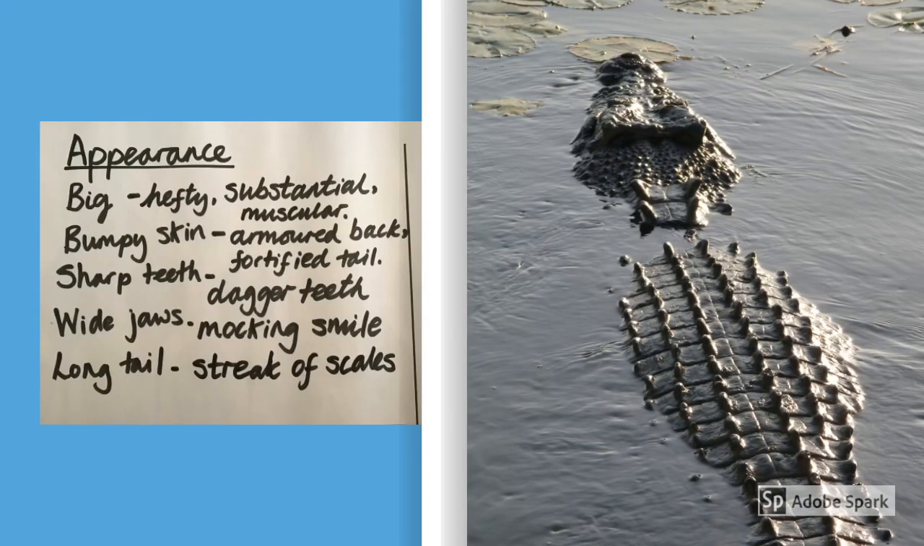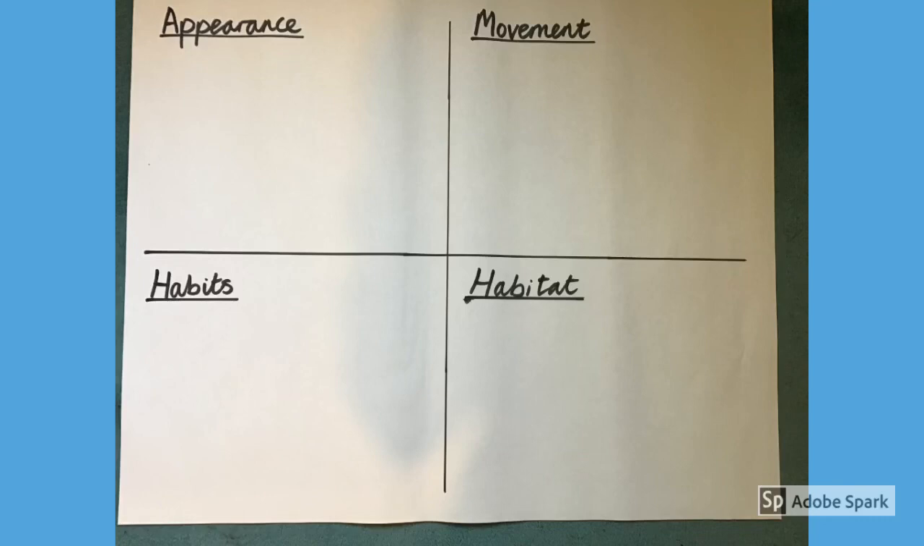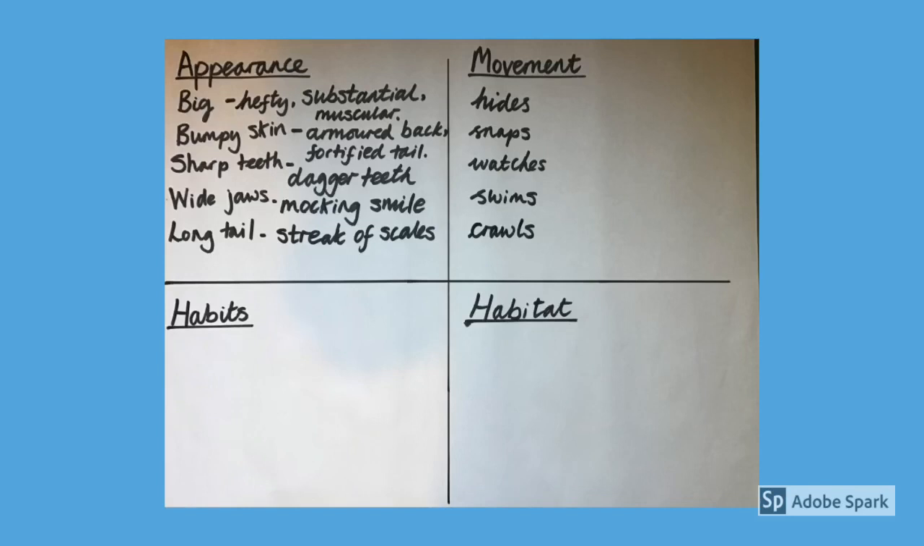I also thought about trying to add in some alliteration, like James Carter used in his poem. So instead of a long tail, I described it as a streak of scales as it moves through the water. Now you're going to describe your animal's movement. Come up with a list of verbs and remember to choose them really carefully to show your animal's behaviour. For my crocodile, I've come up with the verbs hides, snaps, watches, swims and crawls.